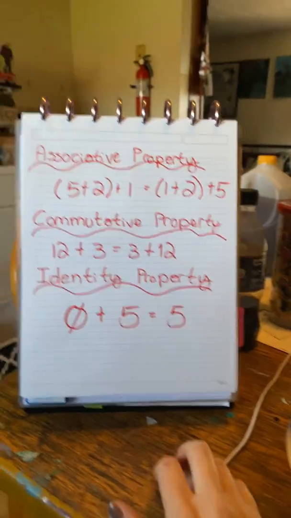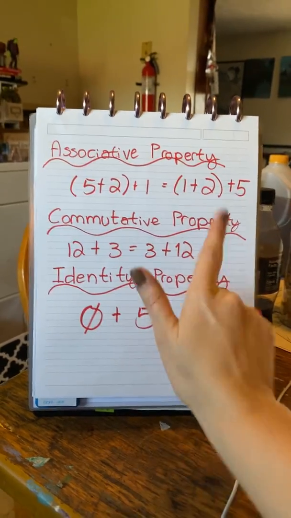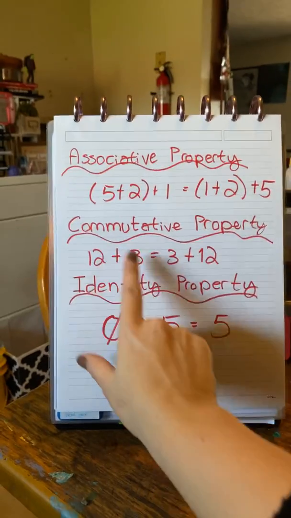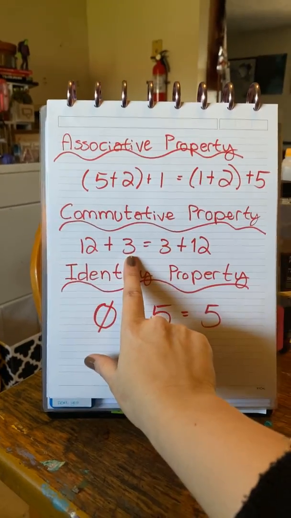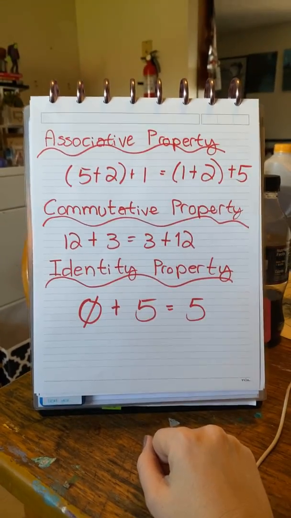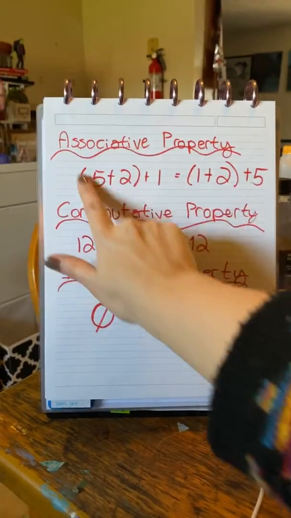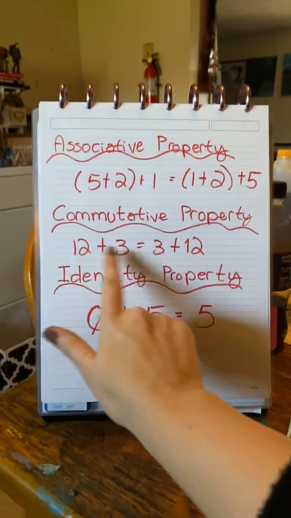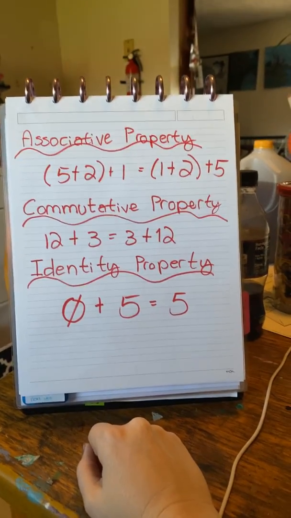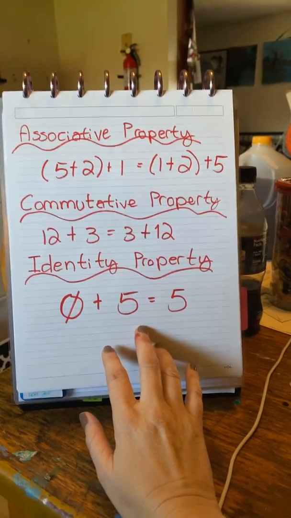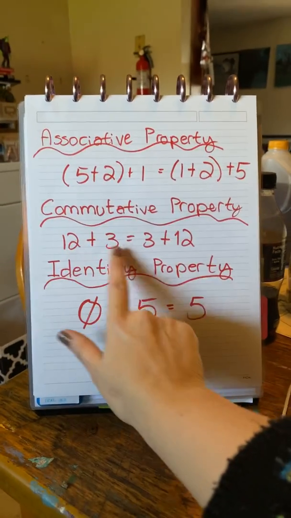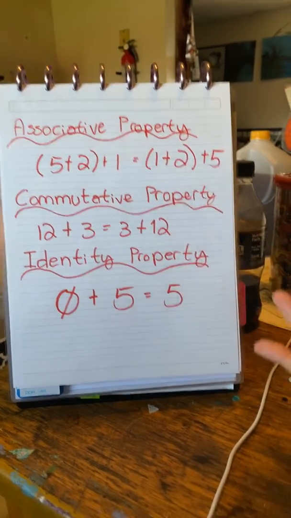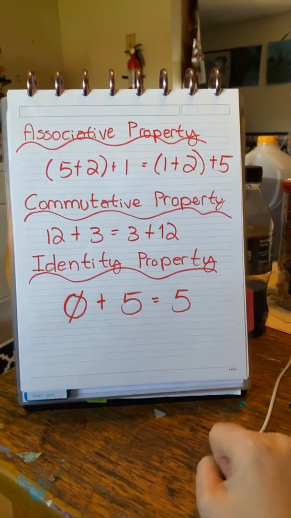This can get confusing with the commutative property of addition because it says it doesn't matter what order I put the numbers in, I'm still going to get the same answer. So associative, it's grouping. It's going to have those parentheses. Commutative, it just doesn't matter which order I put my numbers in, I'm still going to get the same answer to my addition problem. 12 plus 3 is 15. 3 plus 12 is 15. It's not going to change.